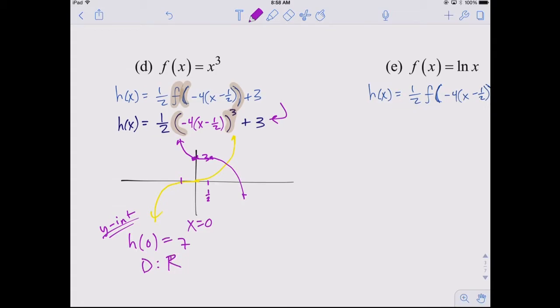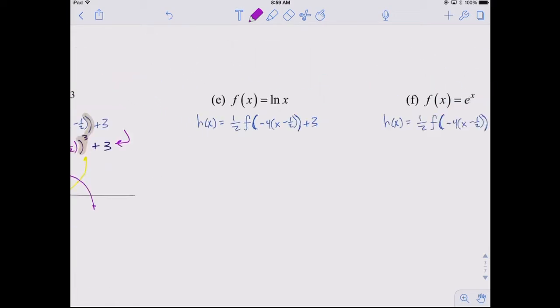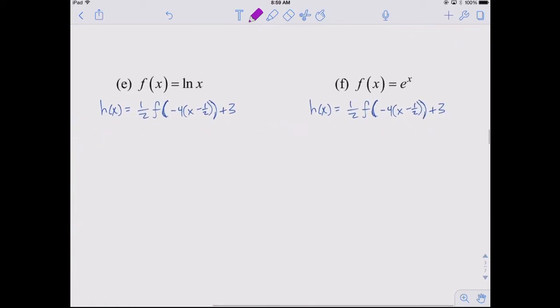All real numbers. And what's the range? We get the range from the graph. It's also all real numbers. Good. All right, the next one, the natural log of x. These are your two new ones right here, right? The last one's ln and e of x.